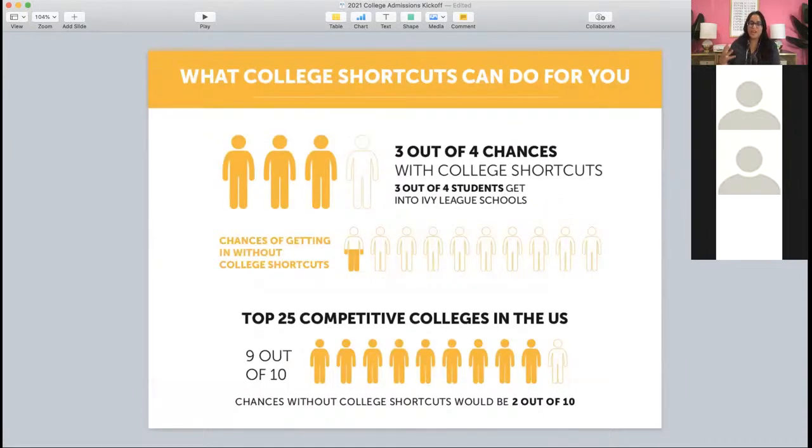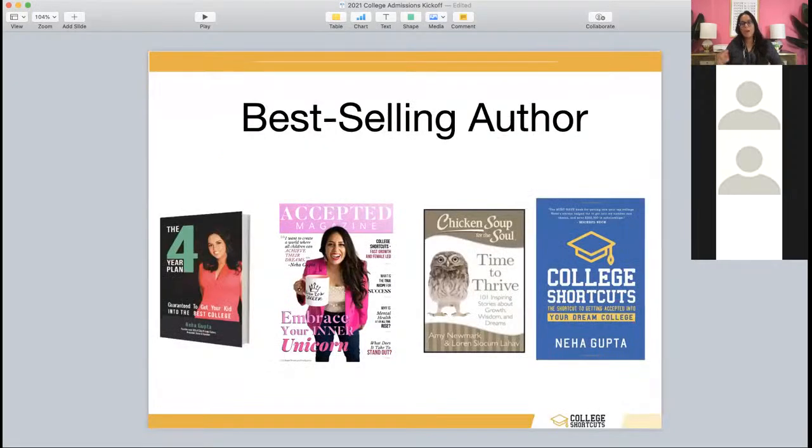Now, what we do is we help a lot of students. We can help kids get into Ivies. We get into the top, most competitive schools. And if you haven't read any of my things yet, I've written the 4-year plan, which helps students to map out every month. I've also written College Shortcuts, the book. I was a featured author in Chicken Soup for the Soul, which was a book I used to read as a teenager. So it's kind of crazy to be in it.